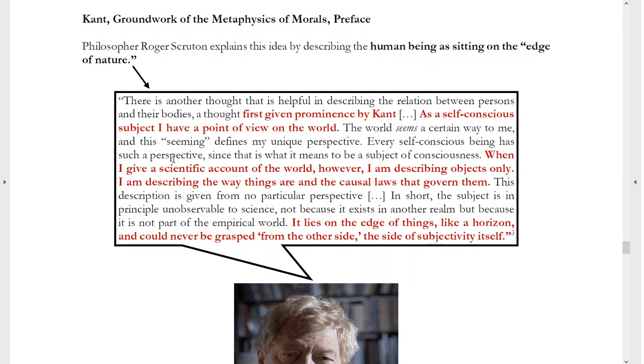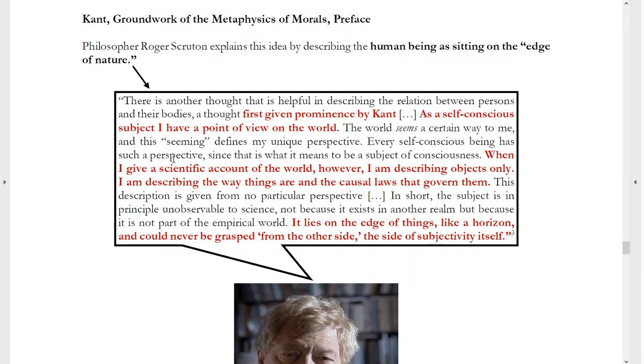As a self-conscious subject, I have a point of view on the world. Okay, so because you have consciousness and you have a subjective point of view, he says you have a point of view on the world. Things happen and things seem a certain way to you. You have a unique perspective. And other individuals don't have that perspective. So there's something special about your consciousness, about your perspective.